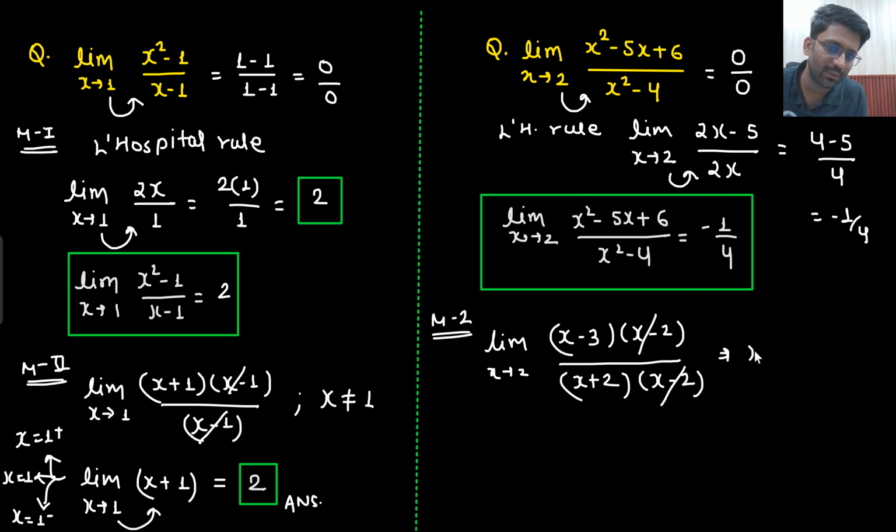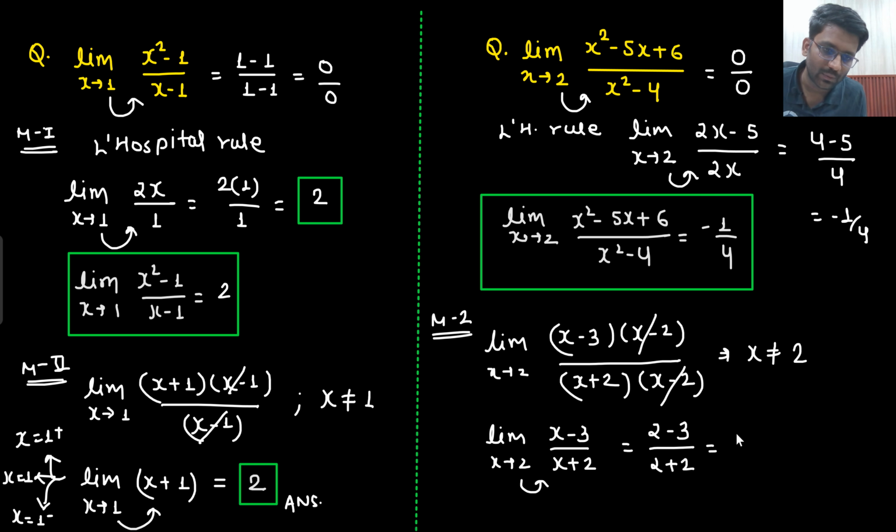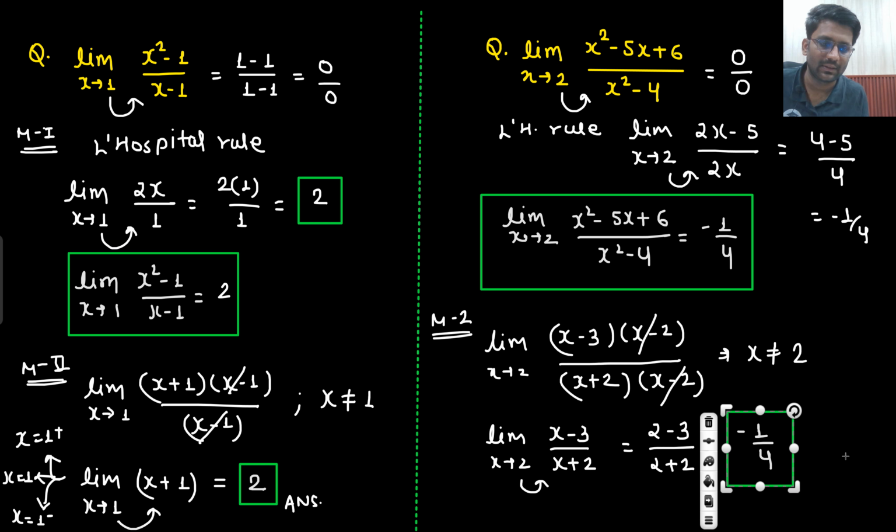When I am cancelling out these two, I need to make sure one thing, that x cannot be equal to 2. So when I am putting limit x tending to 2, I don't need to care about x equals 2. That means I care about only x near to 2. So x minus 3 divided by x plus 2. So simply put this 2 here. What are you getting? 2 minus 3 upon 2 plus 2. What is the answer? Minus 1 by 4 is your answer. That's it. This is the answer.